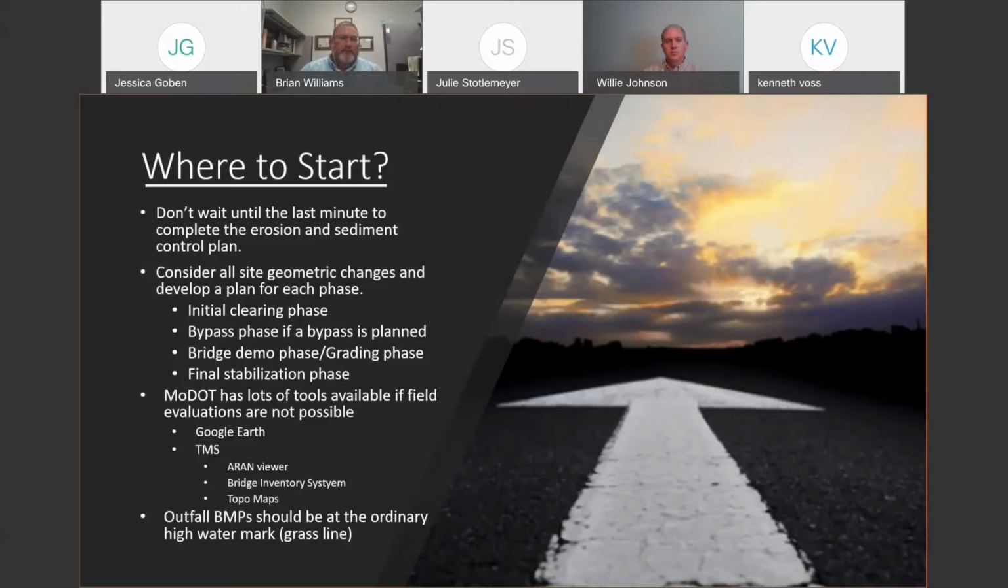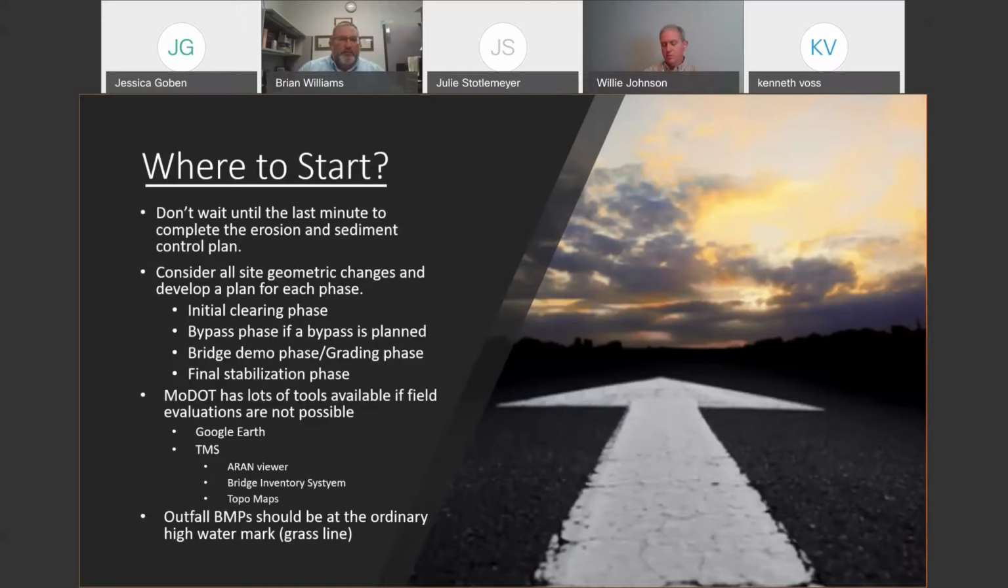So think about those as we walk through these projects, and we're looking at what we're seeing with erosion sediment control plans. Again, we have a lot of tools in our toolbox. We have Google Earth, we have TMS, we have ARAN van footage, we have bridge inventory system photos, we have, again, available topo maps online.